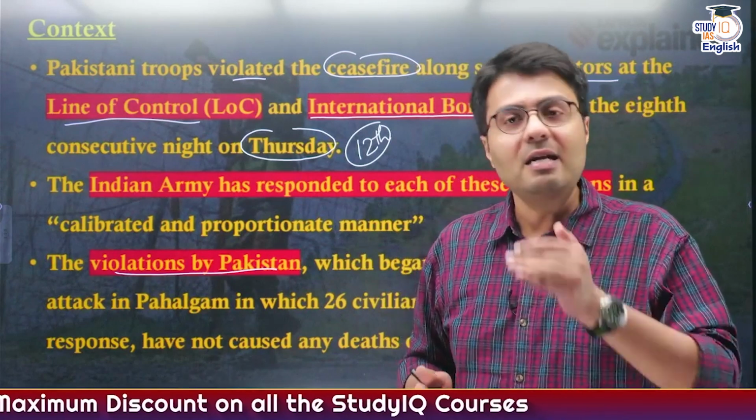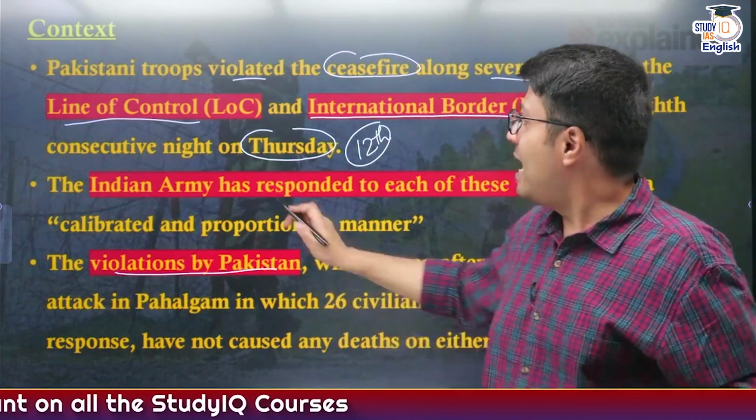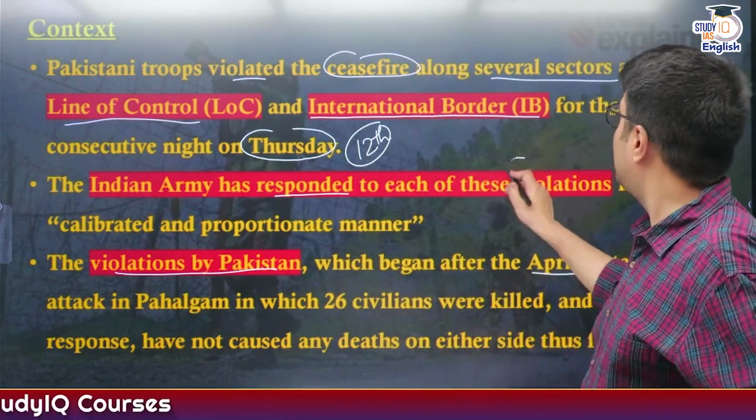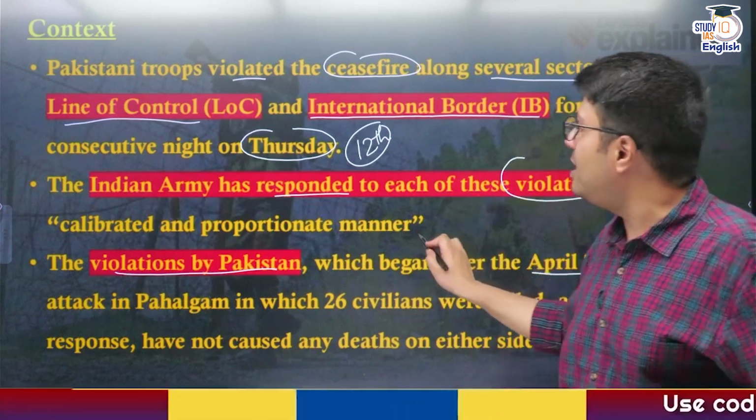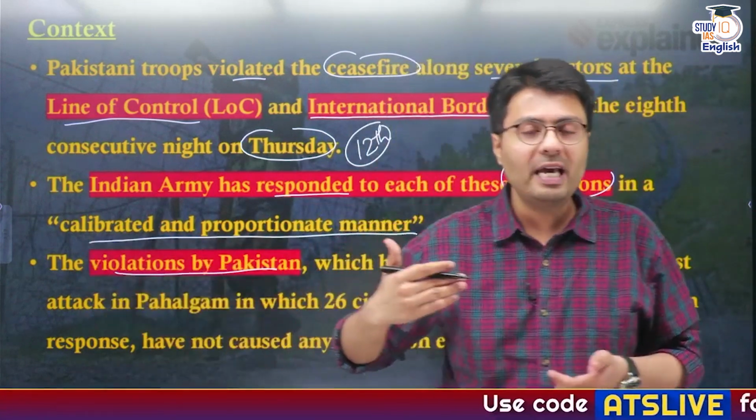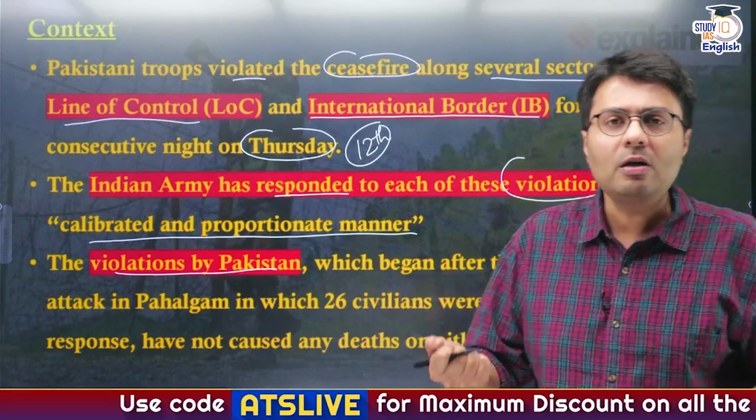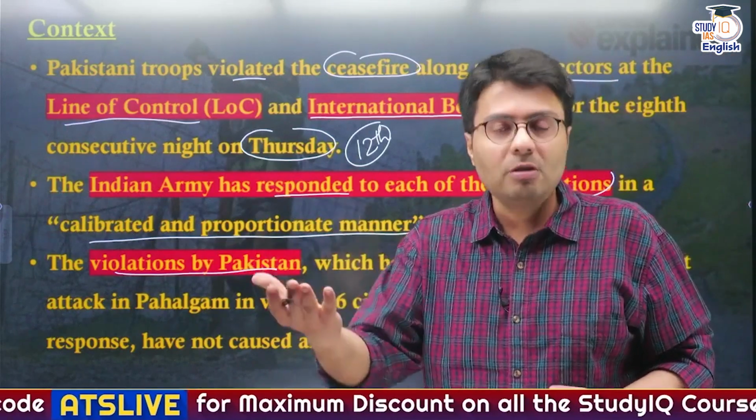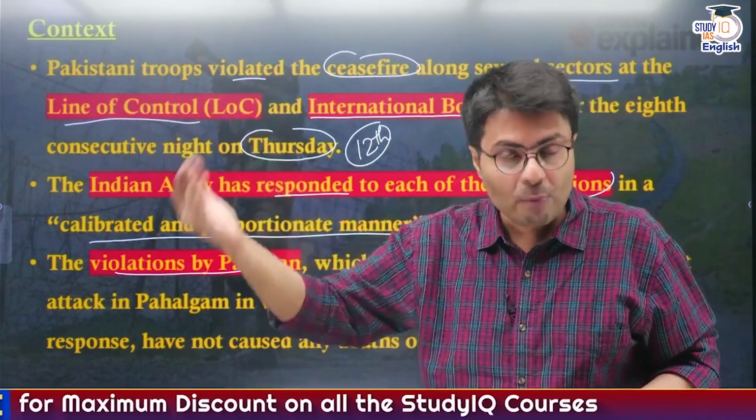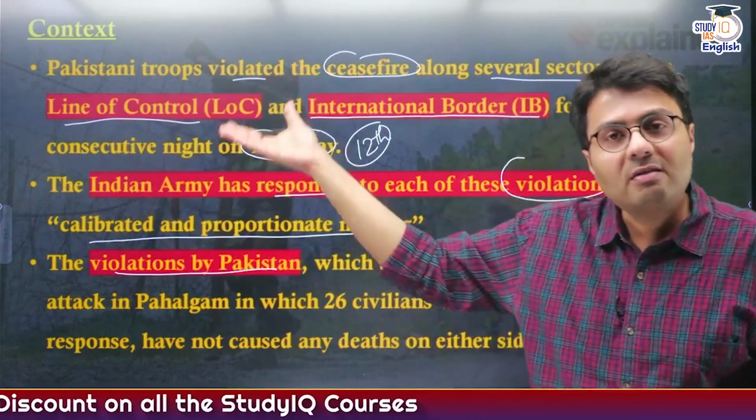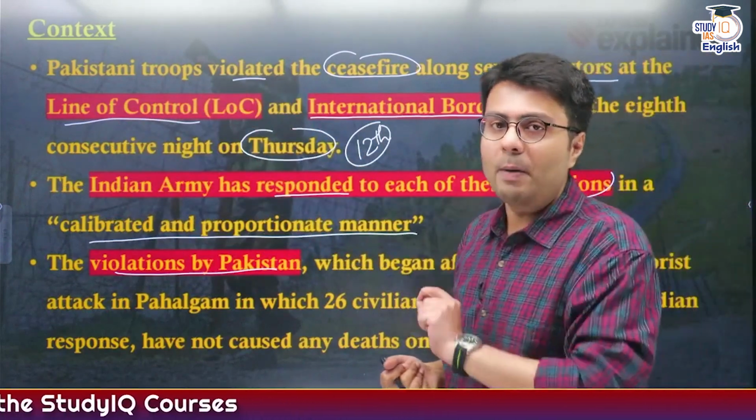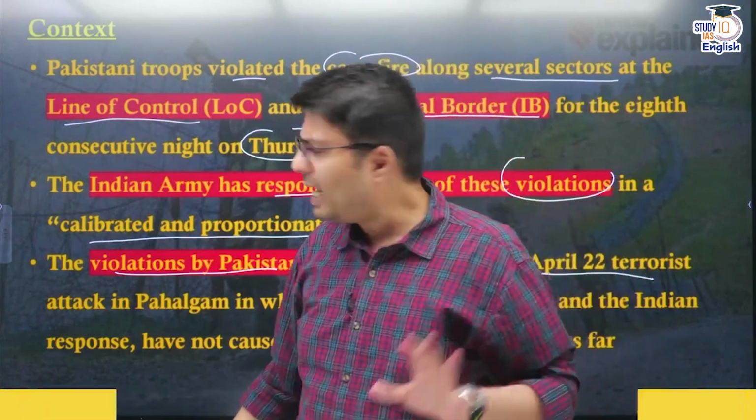Now, obviously, the Indian army would not stand quiet and it has responded to such escalations in a very calibrated and proportionate manner. Why are we taking a calibrated and proportionate response? Because obviously, the Indian army is a professional army. It is a responsible army which does not promote and perpetrate terrorism on foreign soil, unlike the Pakistani army. So this was the context.